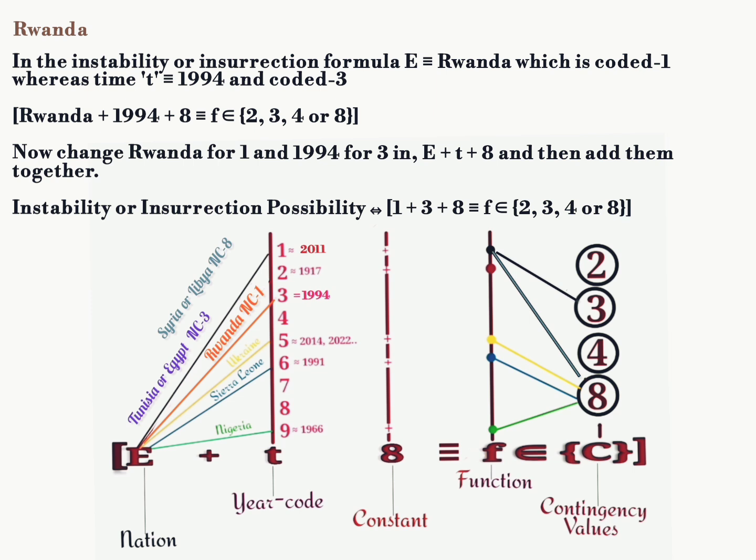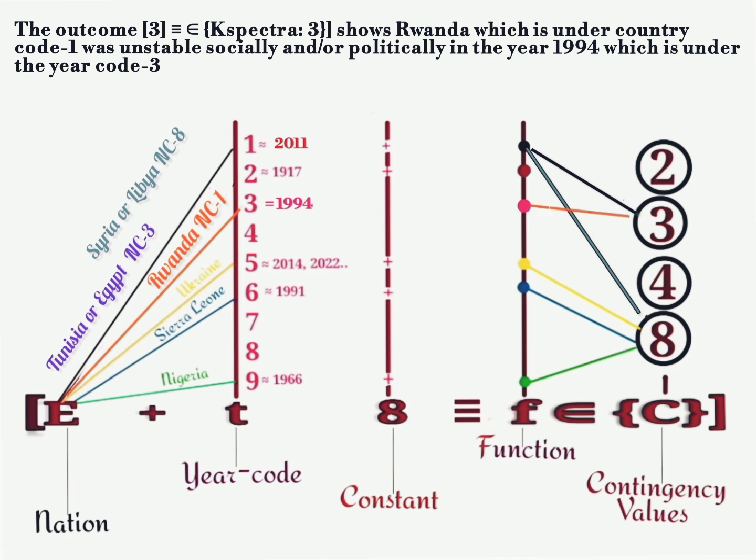Now change Rwanda for 1 and 1994 for 3 in E plus T plus 8 and then add them together. Instability or insurrection possibility if and only if 1 plus 3 plus 8 is defined as F element of 2, 3, 4, or 8. The outcome, 3, is defined as element of K spectra. 3 shows Rwanda, which is under country code 1, was unstable socially and or politically in the year 1994, which is under the year code 3.